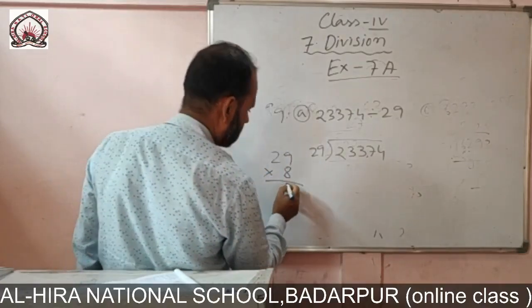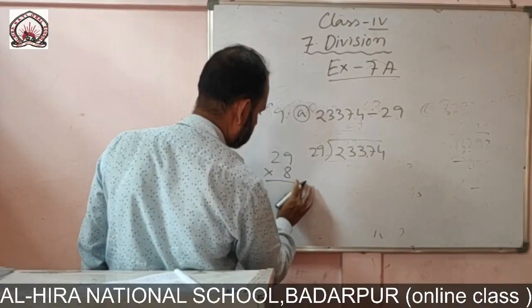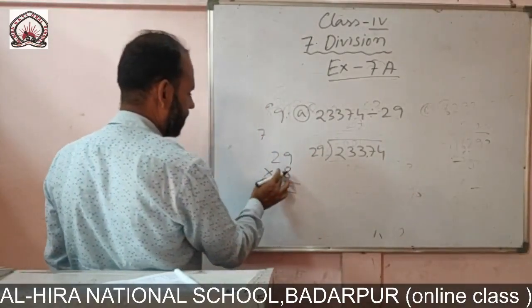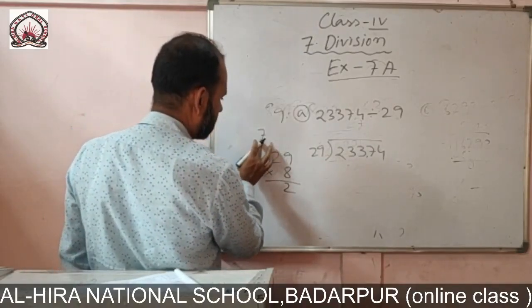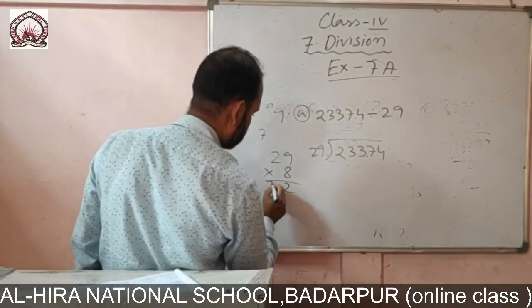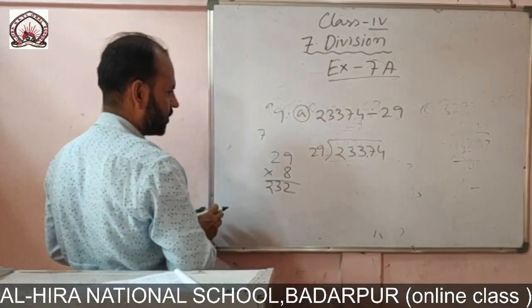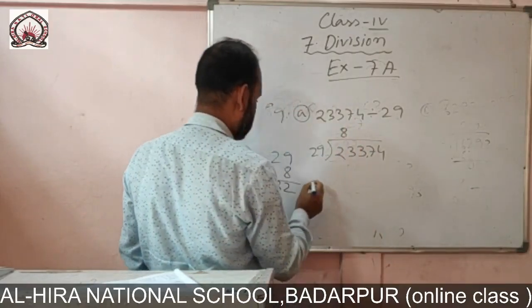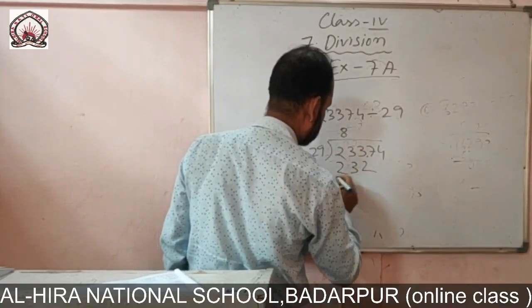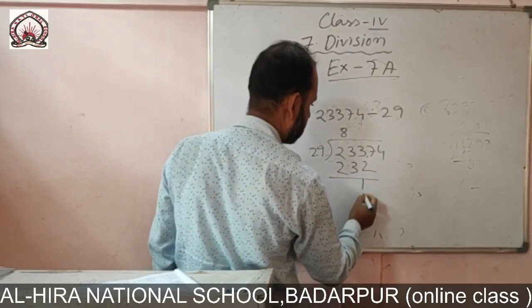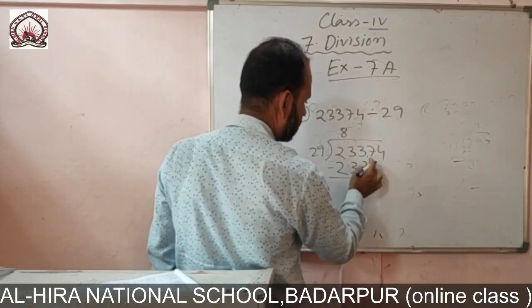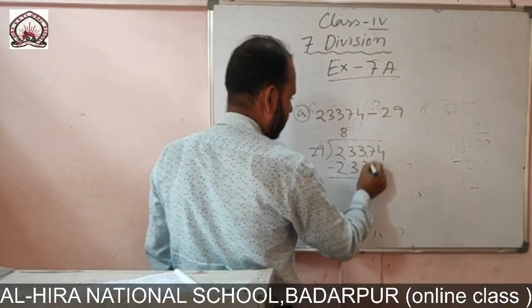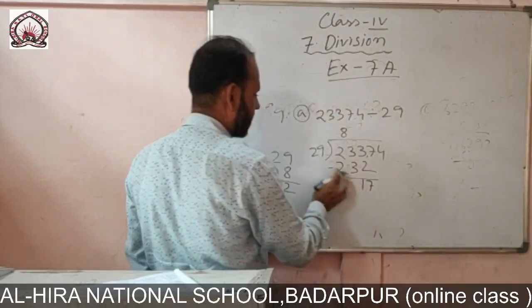8 9 jar 72. 72 is 2, 7 in my hand. 8 2 jar 16 plus 7 is 23. Yes, 232. It is 8 times. Then 232. Remain 1. 3 minus 2 is equal to 1. So we take down 7, but there 17.